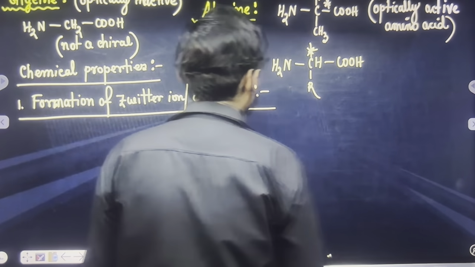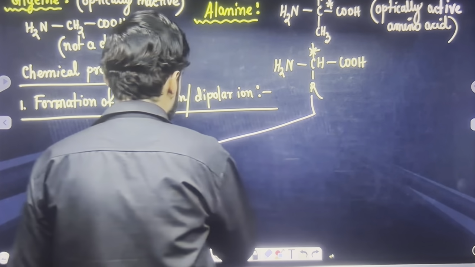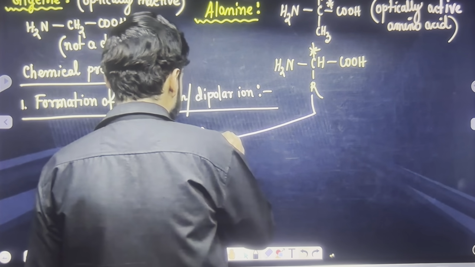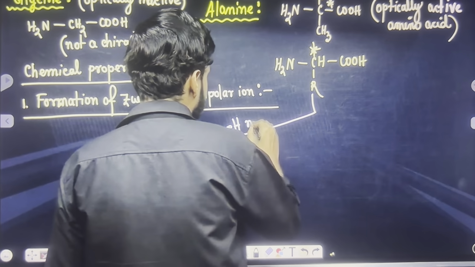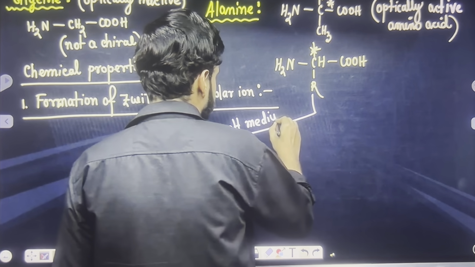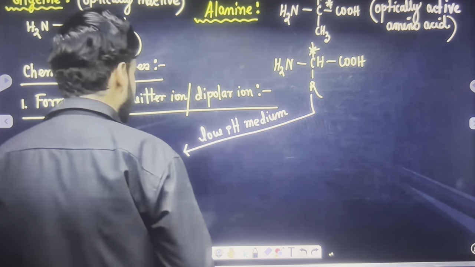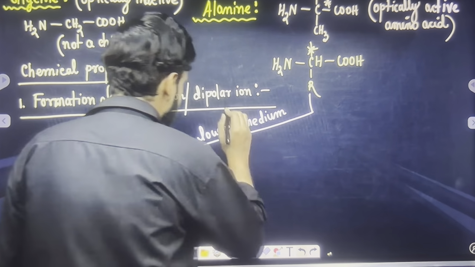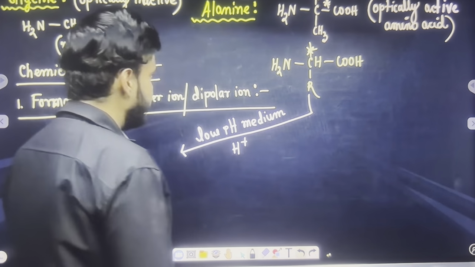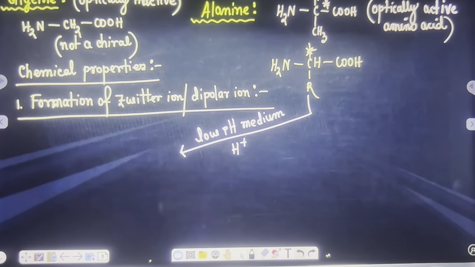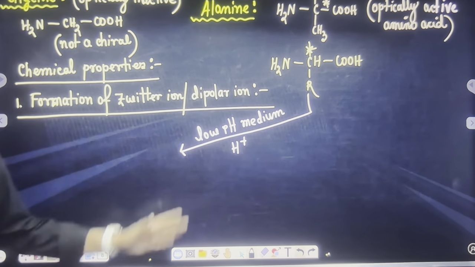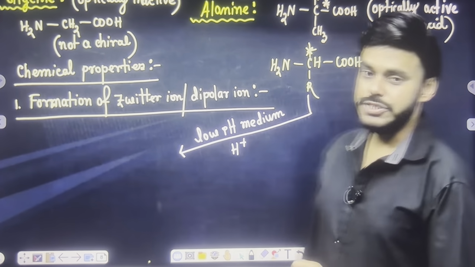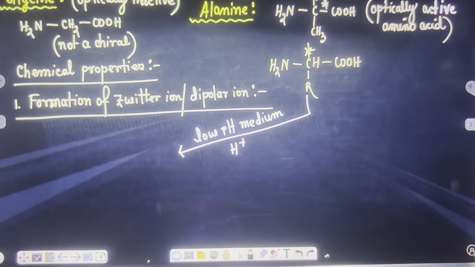Suppose I am putting this neutral amino acid in a very low pH medium. A low pH medium is acidic. So acid means what will happen? Tell me. Acid means H plus ion will be higher in concentration. Okay, so what will happen?